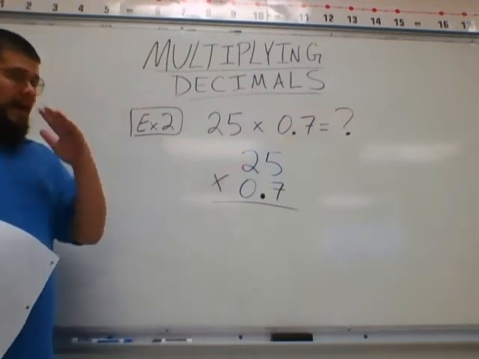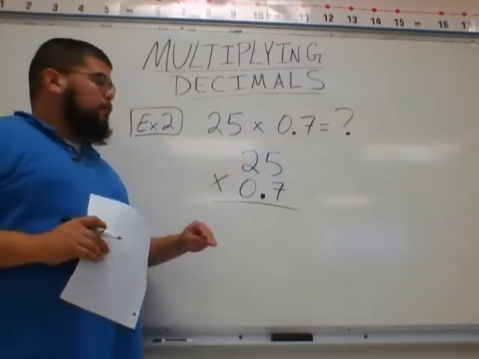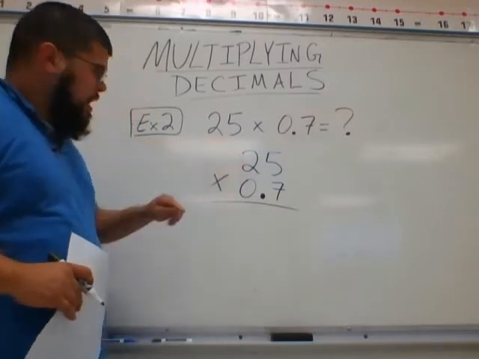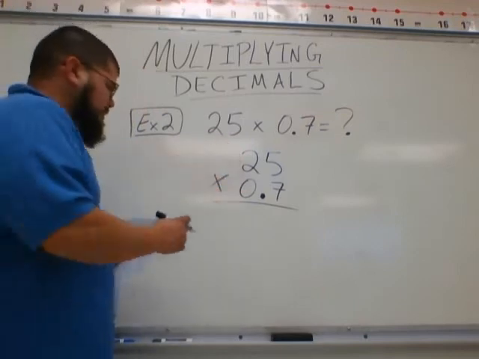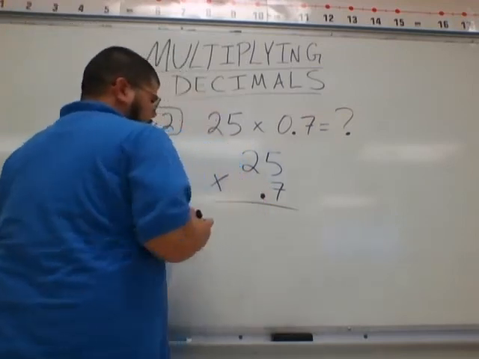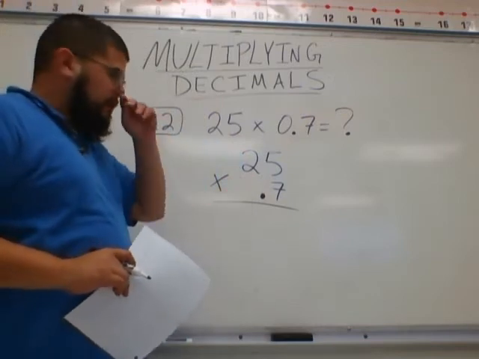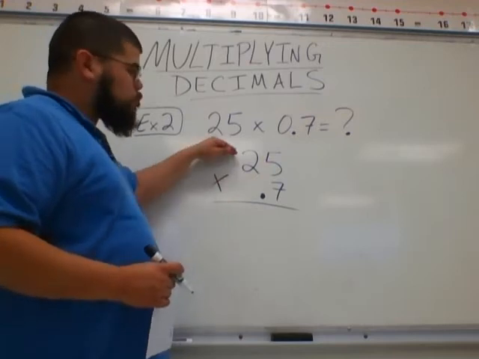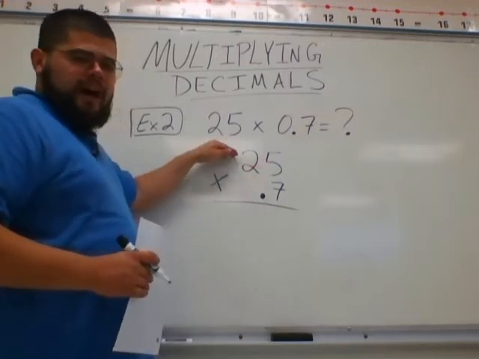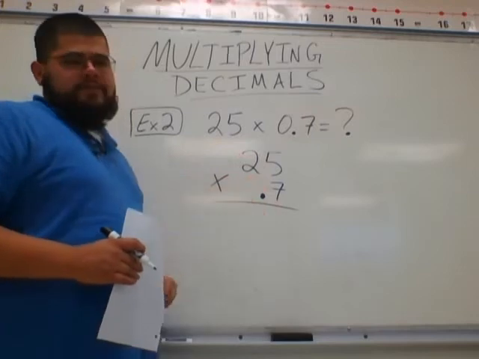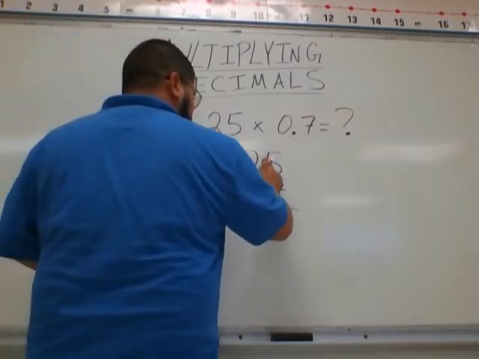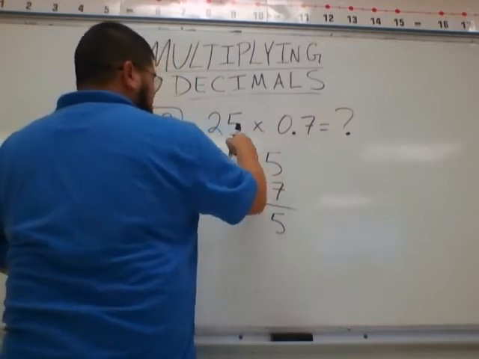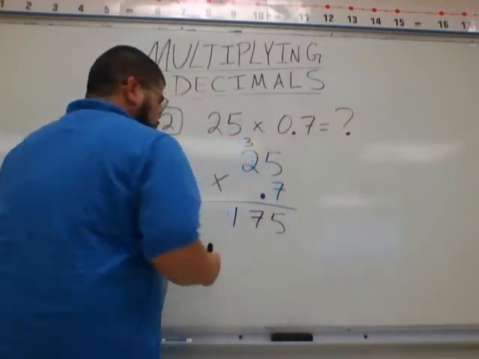Now, we got to understand something here. If we multiply 25 times 0.7, it's the same exact thing as 25 times 0.70. You got to remember that because you don't want to do extra work. We could keep that 0 there and multiply it, but we don't have to do all that. We can just treat this as if it's 25 times 7. So 7 times 5, 35. Carry my 3. 2 times 7 is 14. Plus 3, that's 17. So we end up with this number.